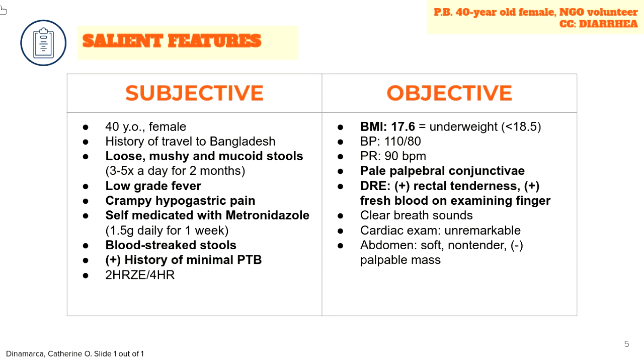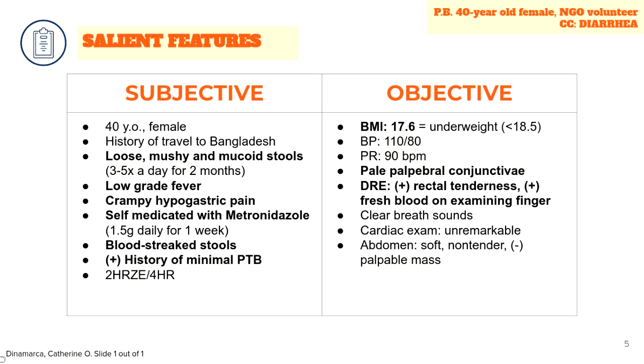The presence of mucus could also be a sign of anal fissure, bowel obstruction, or it could also be indicative of IBD like Crohn's disease or ulcerative colitis. Patient is also having low-grade fever, which could indicate that there was an inflammatory reaction taking place in the body of the patient. It was accompanied by crampy hypogastric pain, which could be a cause of chronic swelling or irritation. The patient also self-medicated with metronidazole, 1.5 grams daily for 1 week, which provided temporary relief.